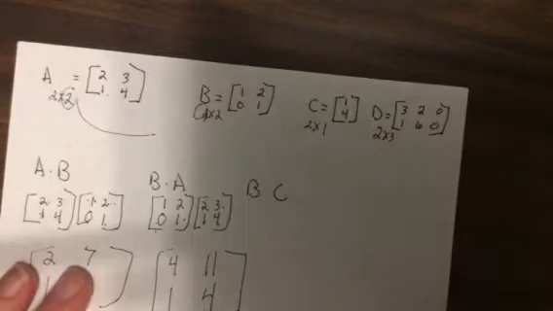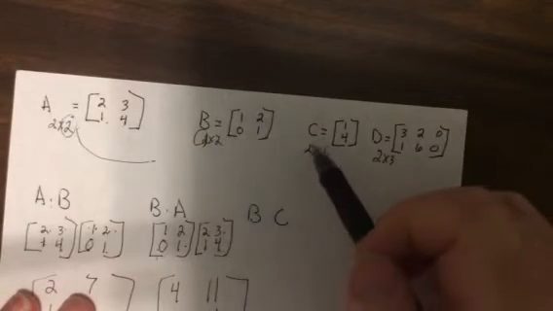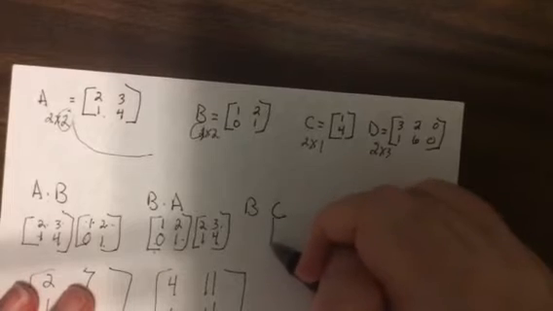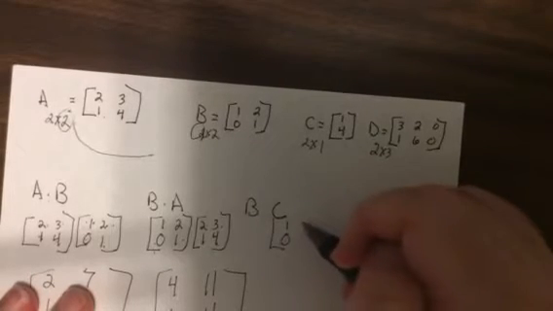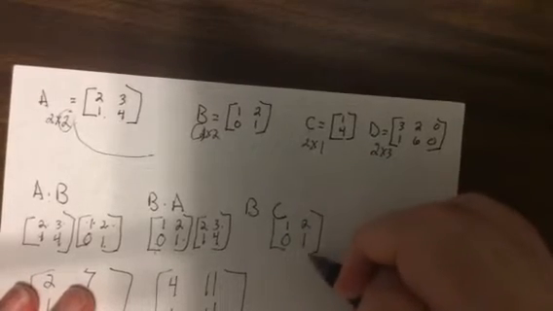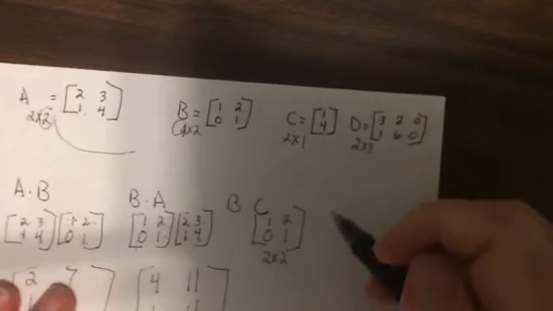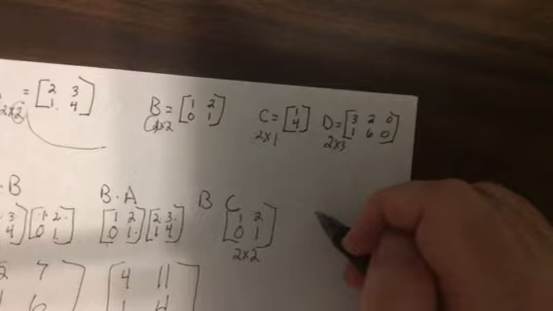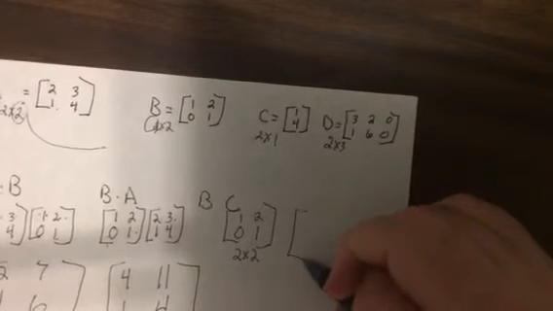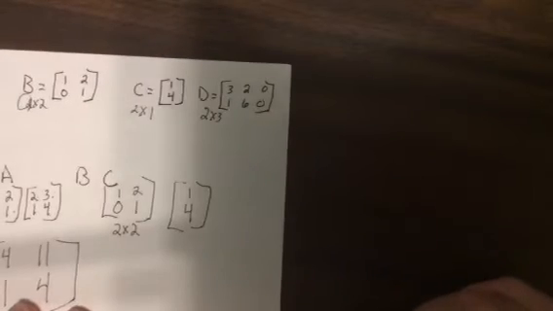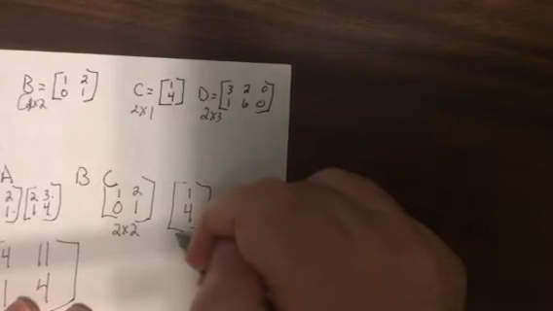Okay, let's do B and C. 2 and 2, so I can actually do that together also. So that would be 1, 0, 2, 1. That's a 2 by 2. And this is, what is it? 1, 4, it looks like. 1, 4. Let's move it over. And that's a 2 by 1.